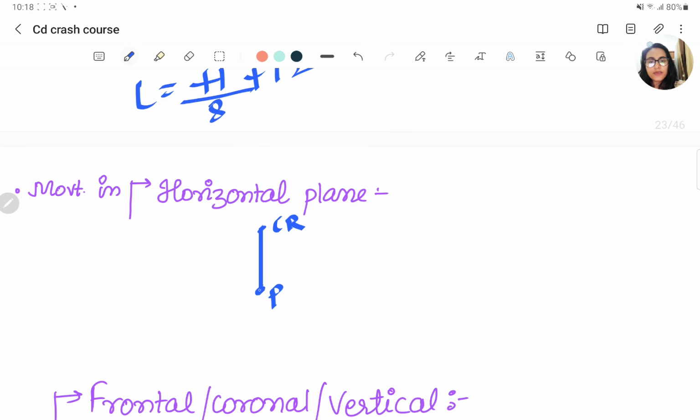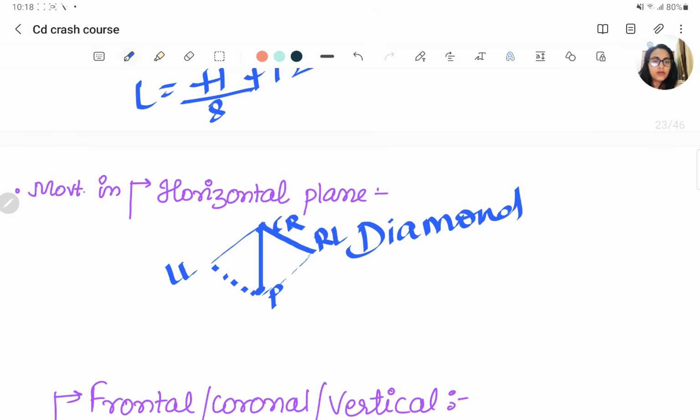Then we ask the patient to go back to the centric relation again, the most comfortable position. Then we ask the patient to take the mandible left side, take the mandible right side. So joining these dots will give us a diamond tracing: left lateral, right lateral. So this is a diamond shape. This tracing is known as a diamond tracing in a horizontal plane.